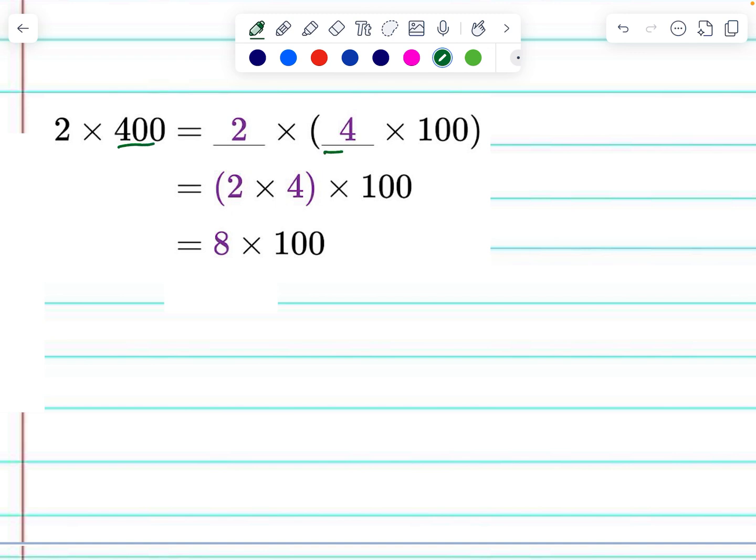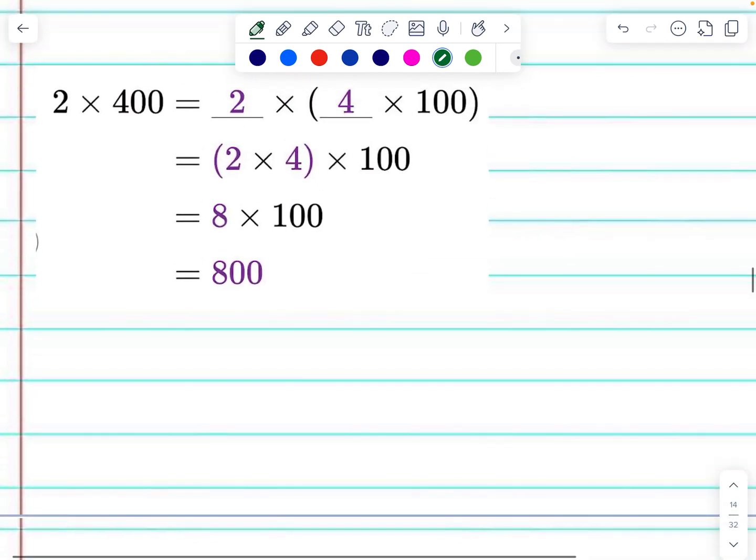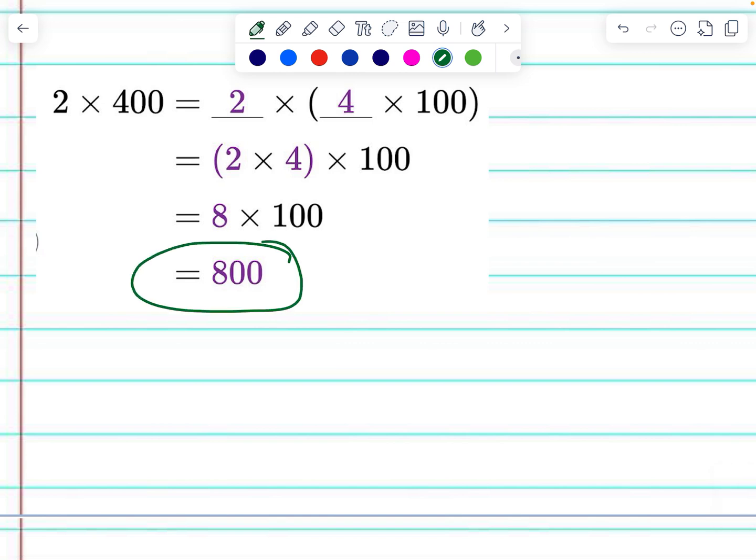400 is the same thing as 4 times 100. Then we're going to combine these two terms, 2 times 4. That gives us 8 times 100. So our answer is 800.